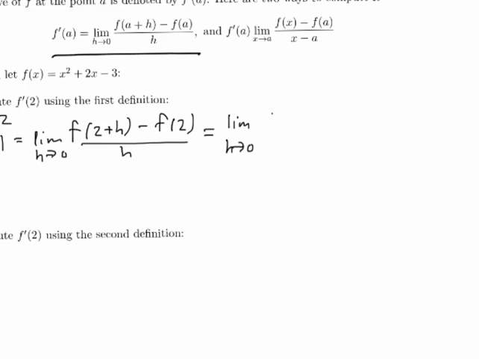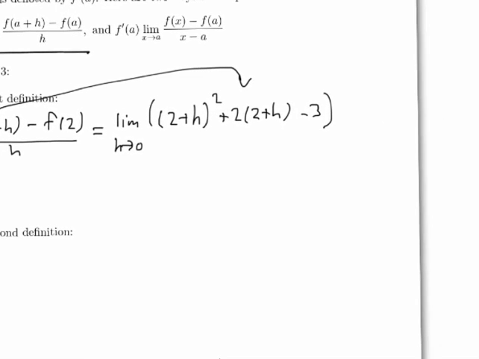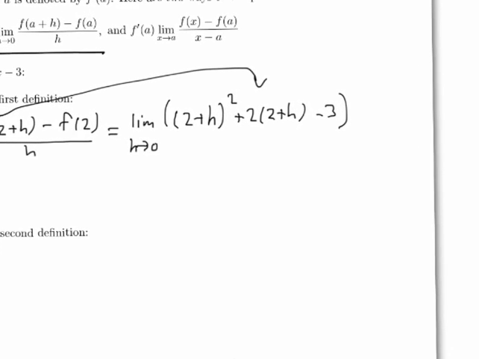So plug 2 plus h in, I get (2 plus h) squared plus 2 times (2 plus h) minus 3. Right, so that whole business corresponds to f of 2 plus h, minus f of 2. So f of 2, I can just substitute into my function the value 2, and if you go back and do it, I'll get 5. So we're going to replace this with 5.